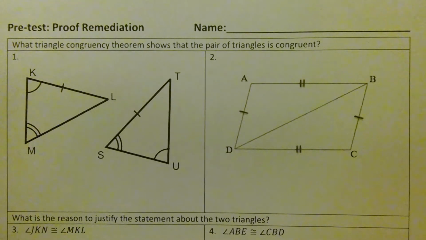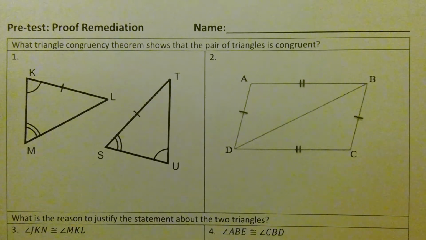And so we've spent a couple weeks going over proofs. So we're now going to do a remediation of going back and looking at our triangles and our figures to identify some of the properties that we have to prove congruency. On number one here, we are asked what triangle congruency theorem shows that the pair of triangles is congruent. Okay, so that's going to be angle-side-side, side-side-side, angle-side-angle, or side-angle-side. Those are our four triangle congruency theorems that we can use here.